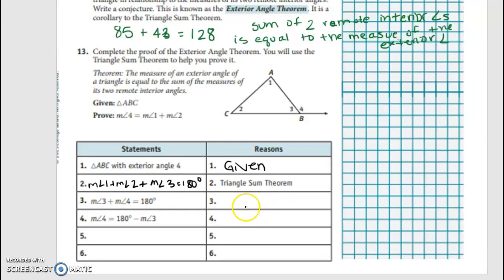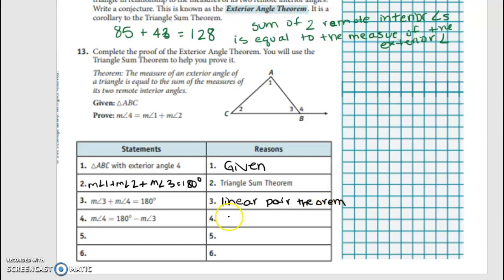Alright, statement number 3 says the measure of angle 3 plus the measure of angle 4 is 180 degrees. And we know that because if you look up here, they are a linear pair. Okay? And we know from our previous units that two angles that create a linear pair add up to 180 degrees.